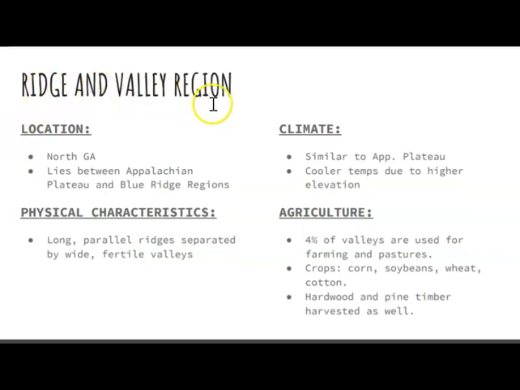So let's look at the Ridge and Valley region. The location is North Georgia, and it lies between the Appalachian Plateau and the Blue Ridge regions. Its physical characteristics are that it's long, parallel ridges separated by wide, fertile valleys. Its climate is similar to the Appalachian Plateau, and we have cooler temps due to higher elevation. For agriculture, 4% of the valleys are used for farming and pastures. Crops that we have are corn, soybeans, wheat, and cotton. Hardwood and pine timber are harvested as well.